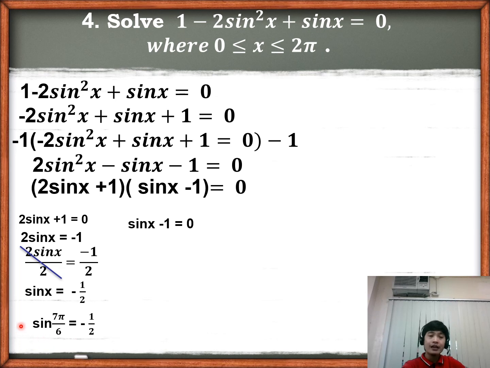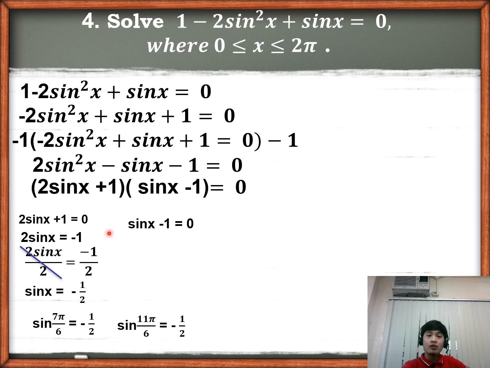But sine is also negative in quadrant 4. So what angle will give sine a value of negative 1 half in quadrant 4? That is 330 degrees, or 11 pi over 6. That is 180 divided by 6, which is 30, times 11, which is 330. So, we have solved the first factor. Let's move on to the second factor.